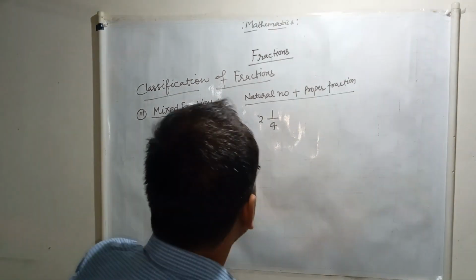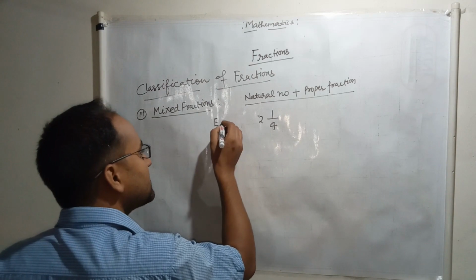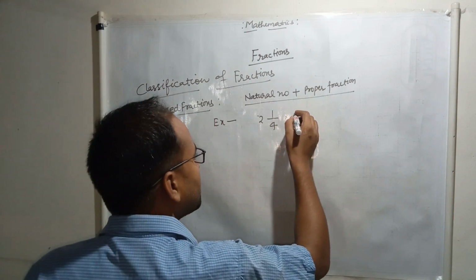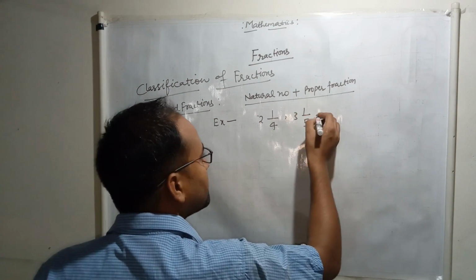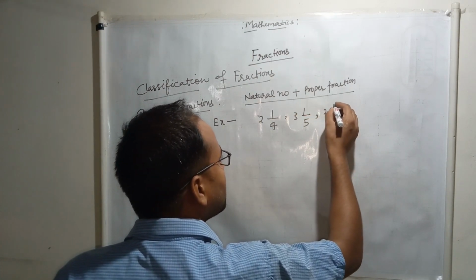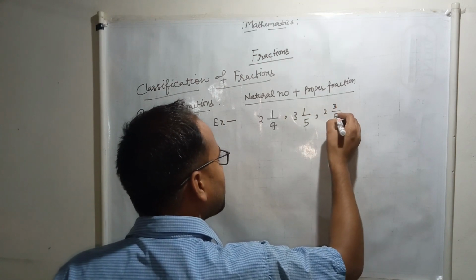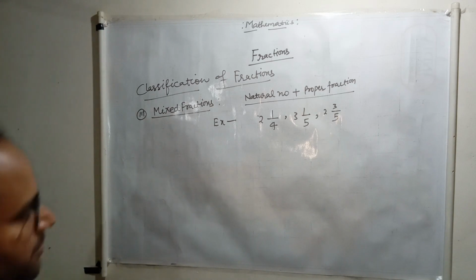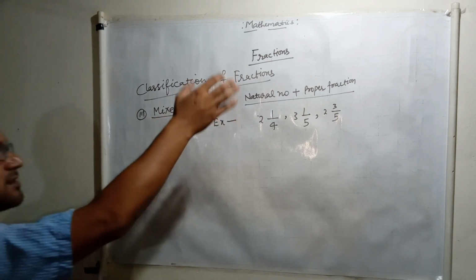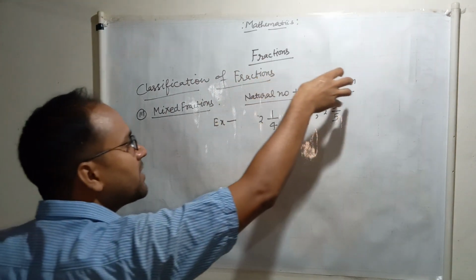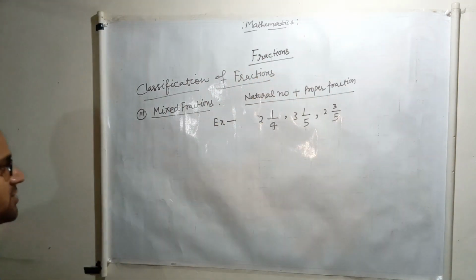For example, this is an example for you students: 2 whole 1 by 4, 3 whole 1 by 5, 2 whole 3 upon 5. So these are examples related to the mixed fraction. A mixed fraction is a combination of a counting number and a proper fraction.